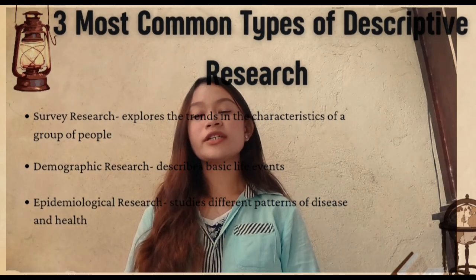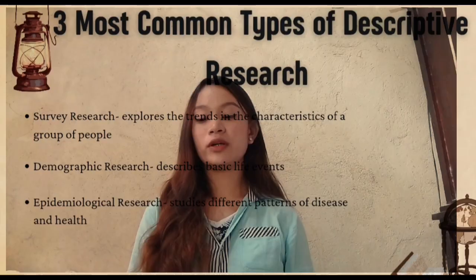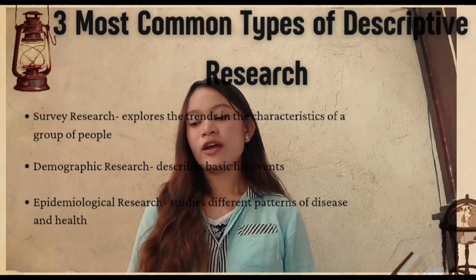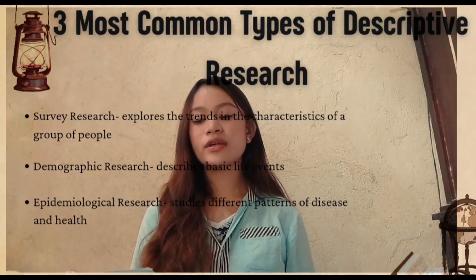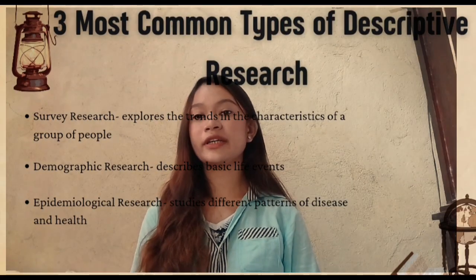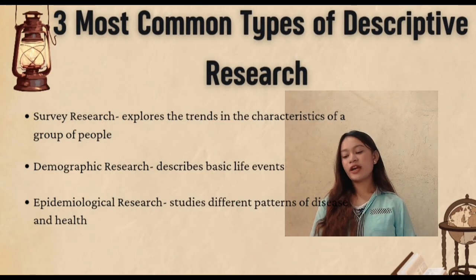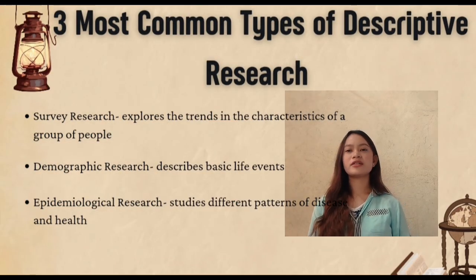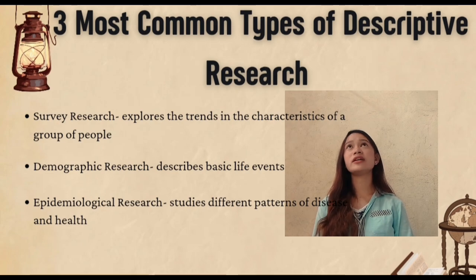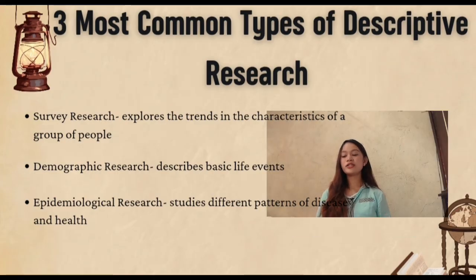Survey research. It explores the trends and the characteristics of a group of people. This type collects information from people through questionnaires or interviews to find out their opinions, behaviors, or experiences. It helps explore the trends and characteristics of a population. Demographic research describes basic life events like gender, age, or occupation. It helps us know the background or profile of a population. Epidemiological research studies different patterns of disease and health. It helps us understand how and why illness spreads and how it can be prevented.